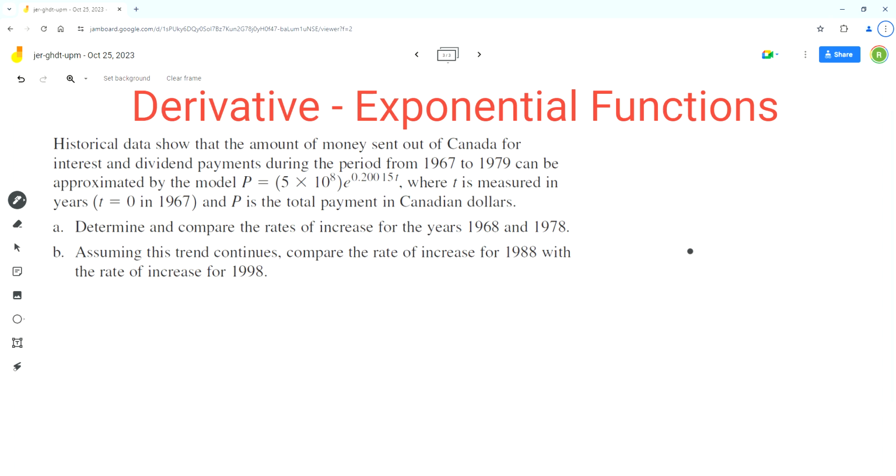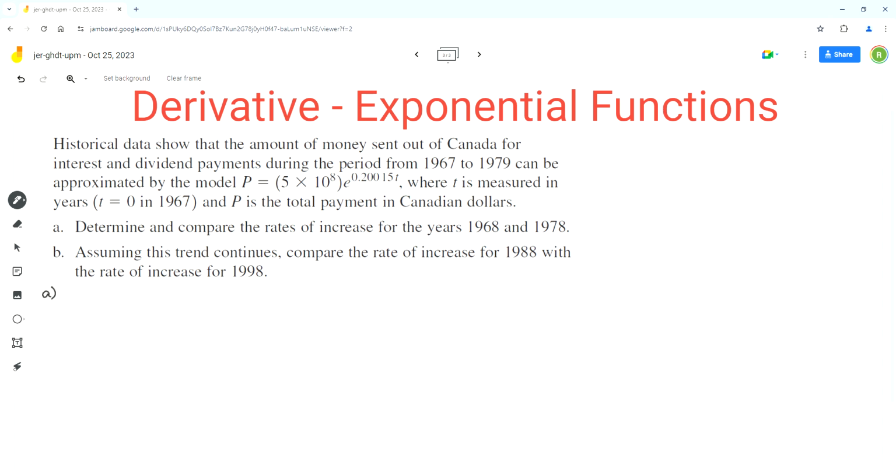So in this video, we'll solve this problem using the concepts of derivatives. As per the problem, historical data show that the amount of money sent out of Canada for interest and dividend payments during the period from 1967 to 1979 can be approximated by the model P equals 5 times 10 to the power 8 times e to the power 0.20015 t, where t is measured in years and t equals 0 in 1967 and P is the total payment in Canadian dollars. So let's start with part A.